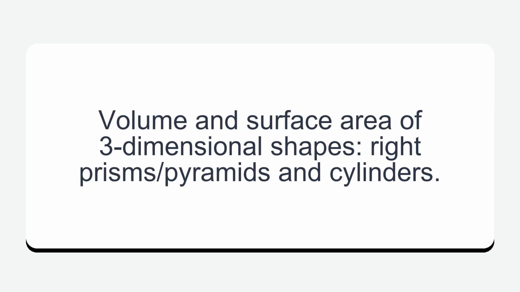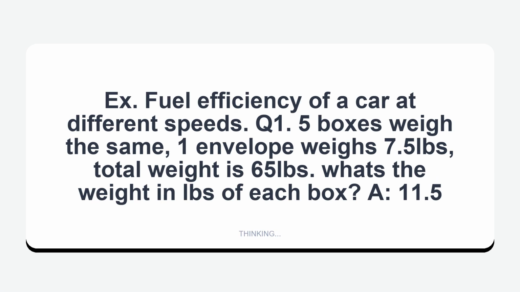Volume and surface area of three-dimensional shapes, right prisms, pyramids and cylinders. Example: fuel efficiency of a car at different speeds. Q1. 5 boxes weigh the same, one envelope weighs 7.5 pounds, total weight is 65 pounds. What's the weight in pounds of each box? A. 11.5.